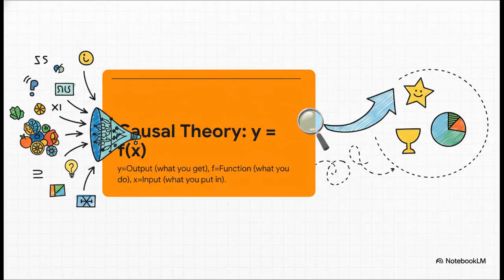Now I know, it might look like something you forgot from high school algebra, but trust me, it's a really profound way to see the world. Y is your output. That's the final result. What you get. X represents all the inputs. Think of them as the ingredients or materials you start with. And F? That's the function. It's the process, the recipe, the thing you do to turn your inputs, X, into your output, Y.